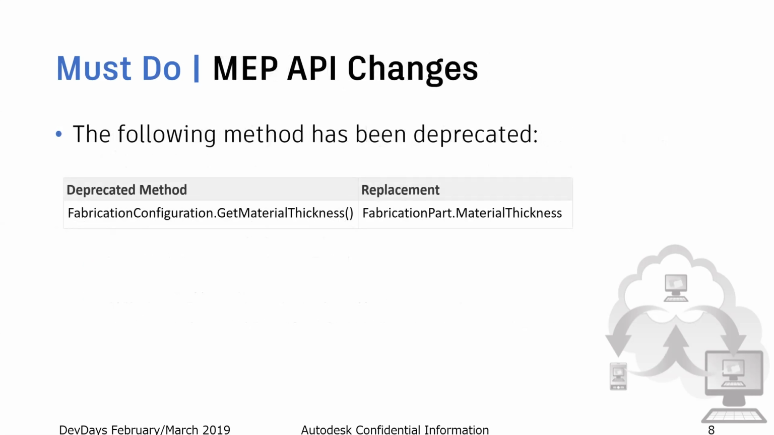In terms of MEP API changes, there is a very small change where we changed the get material thickness function to a property. Just a minor change, but something you might have to take care of if you're starting to use fabrication parts.